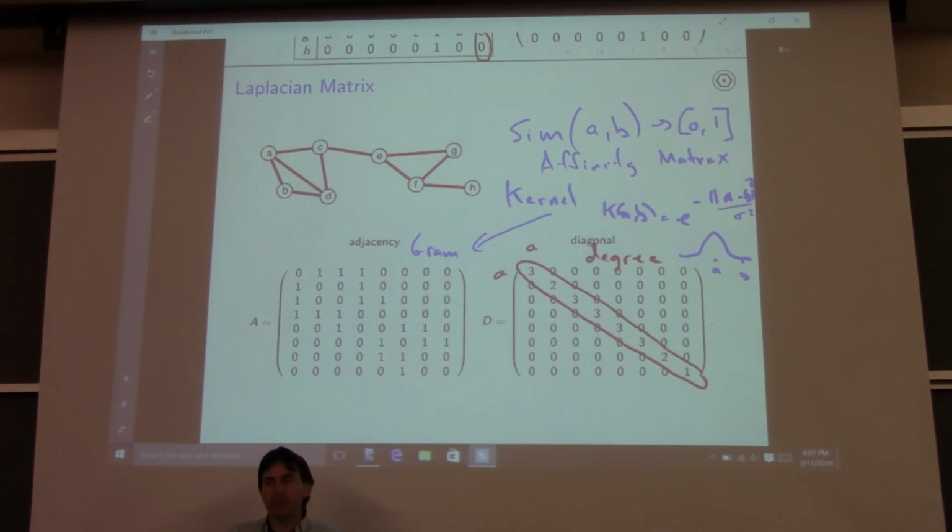And so sometimes what people will do to make this faster is round down some of the entries to 0, and you can get a fairly sparse matrix. Okay, so using these notions of similarity or kernels, you can extend spectral clustering to use these things directly.